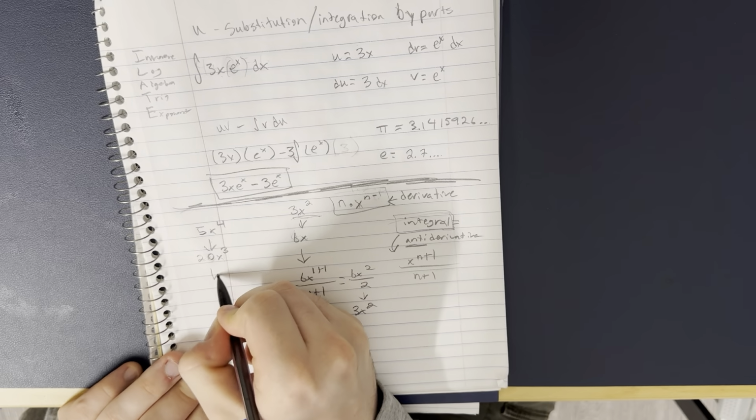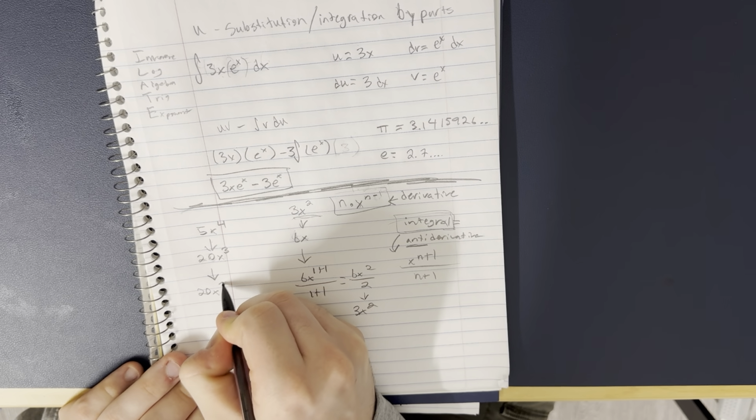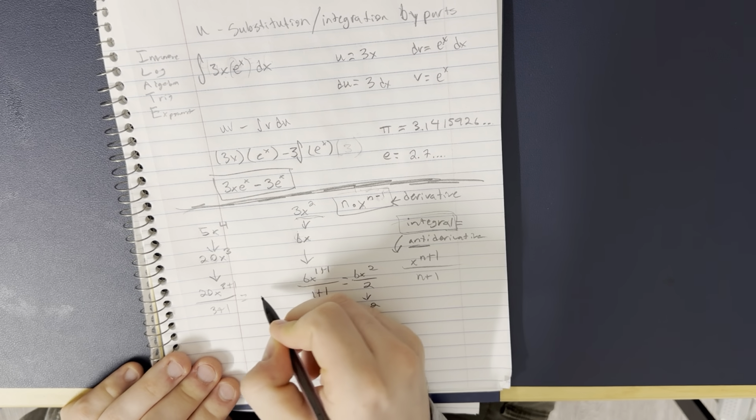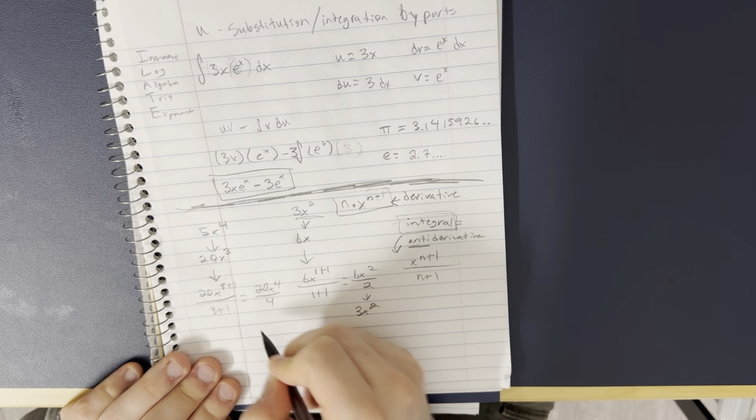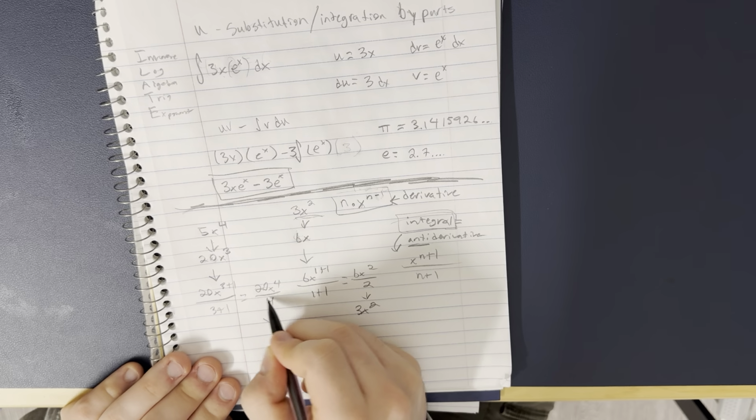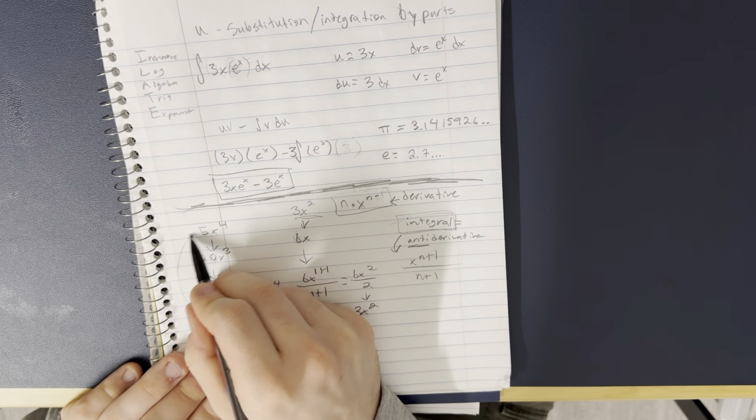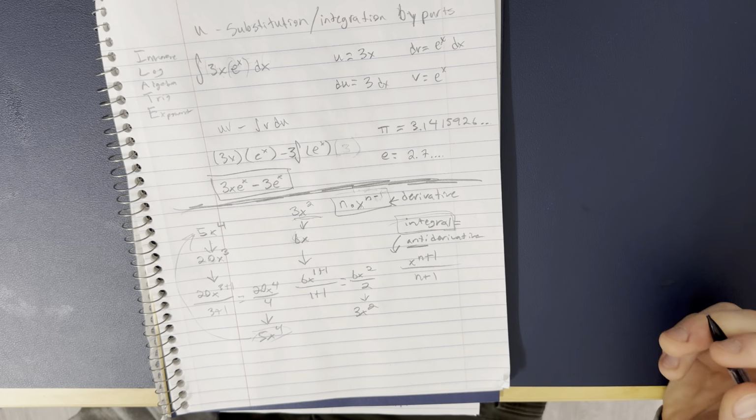Same thing here if we do that. 20x to the 3 plus 1 over 3 plus 1. What do you know? Look at that. That's 20x to the fourth divided by 4, which in turn, if you divide 20 by 4, is 5x to the fourth, which is the same thing as up there. So that's a very basic comparison between the derivative and antiderivative.